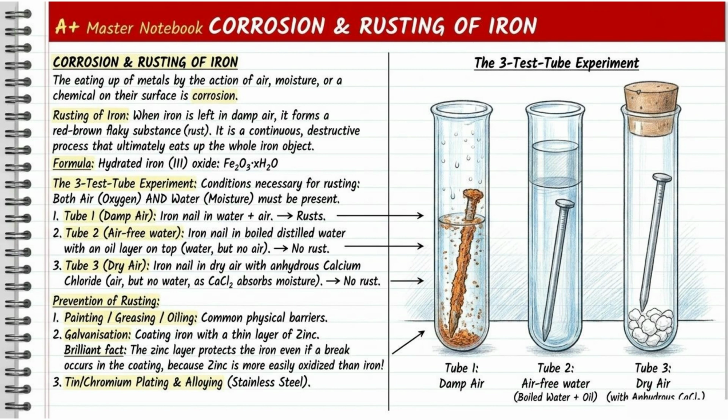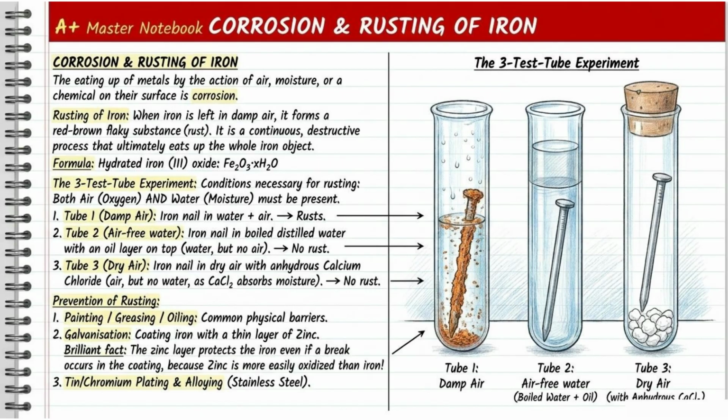So there is air, but absolutely no water. Observation: no rust. This perfectly proves that both air, meaning oxygen, and water, meaning moisture, must be present together for rusting to happen. To prevent this, we block the air and water using physical barriers like painting, greasing, or oiling. But industrially, we use galvanization, which means coating the iron with a thin layer of zinc.